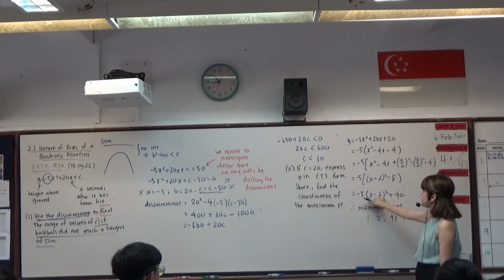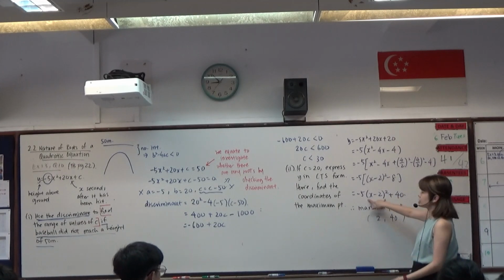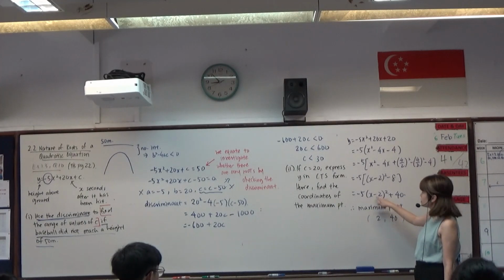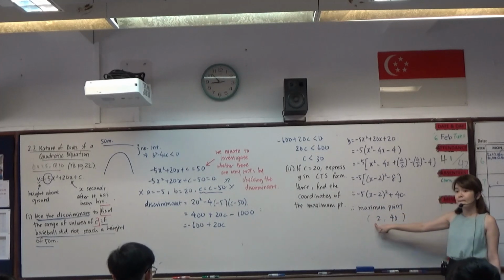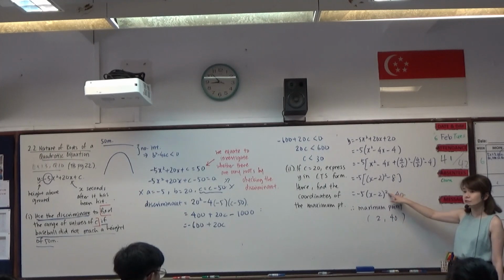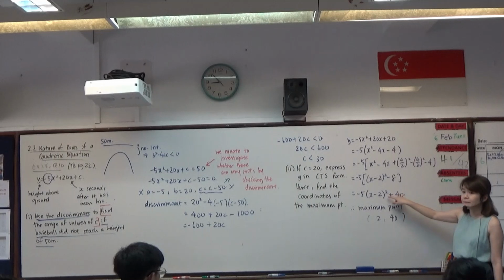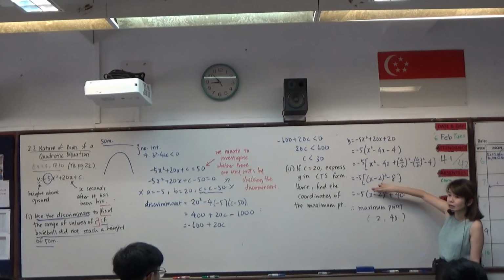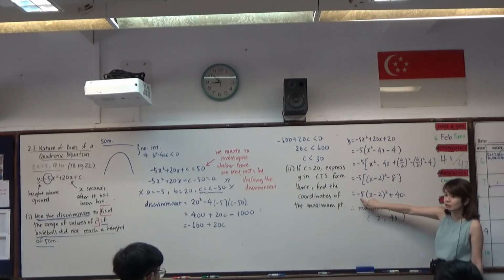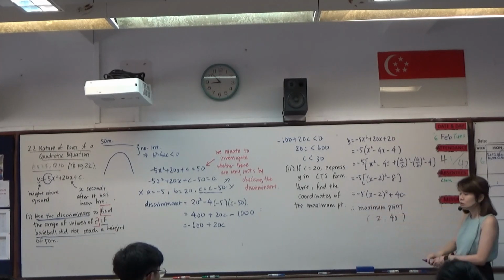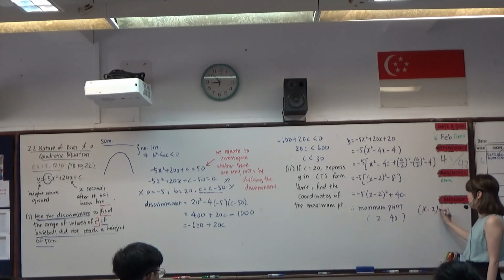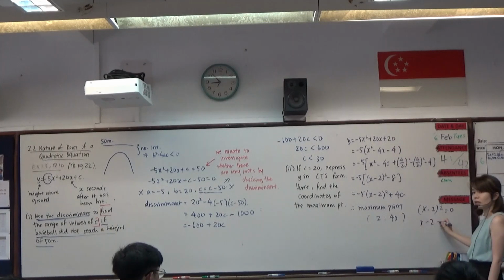Because when this thing is equal to 0, your square is equal to 0. So when your square is equal to 0, x minus 2 is equal to 0. Maximum happens at 40, your maximum value of y. And when does that happen? It happens when the square part is 0. So x minus 2 squared equals 0 means x minus 2 must equal 0, right? Bring over, so x equals 2.